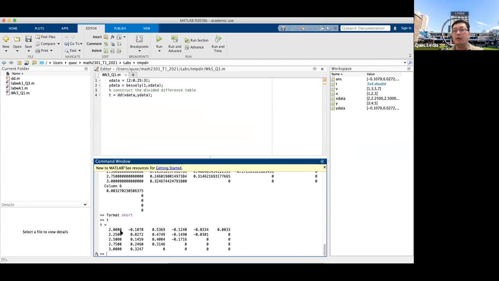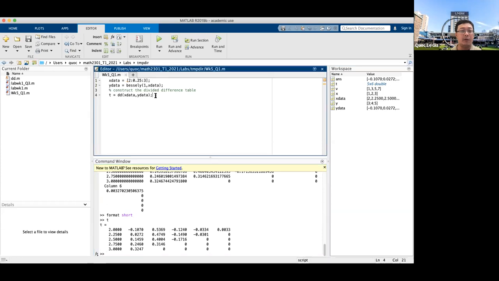So on the first column, just the X data. And then the second column is my Y data. And this one is a divided coefficient. Divided coefficient is computed. So that is number 2.